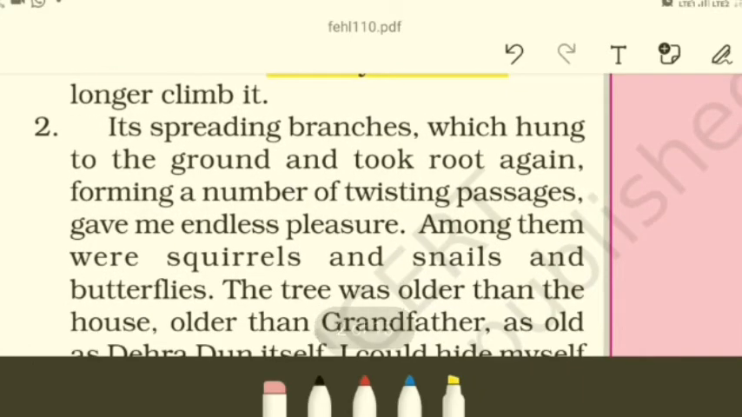Now the second, its spreading branches. What do you mean by spreading branches? The branches that are growing far and wide. Clear? Its spreading branches which hung to the ground and took root again, forming a number of twisting passages, gave me endless pleasure. So the boy was quite happy to be nearby the tree. That's how it grew, the way the tree used to grow here and there with twists and passages was something the boy used to be really very excited about.